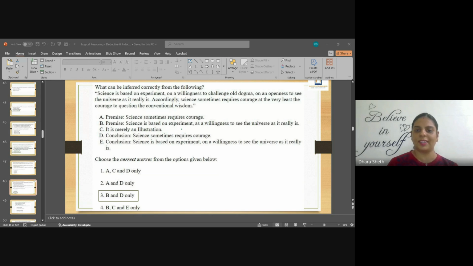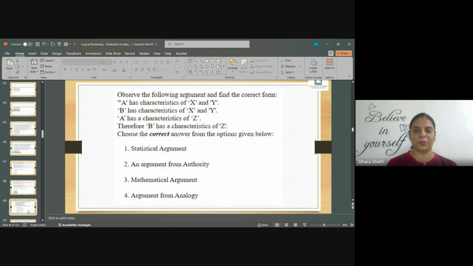First comes the premise, then comes the conclusion, because here if you see the word "accordingly," based on the previous statement, science sometimes requires courage. Why? Because it is based on experiment, on a willingness to challenge something, on an openness to see. So for that, what do you require? Courage. That is the reasoning which is given in the question here, not example. That's a different option. Another question.